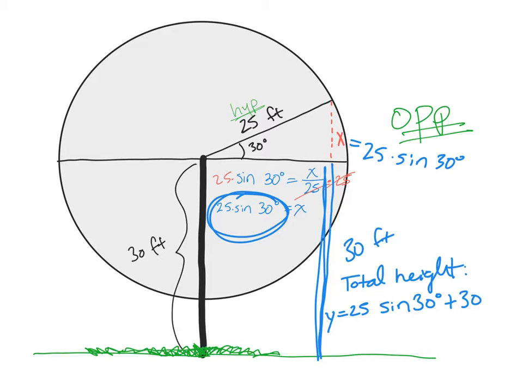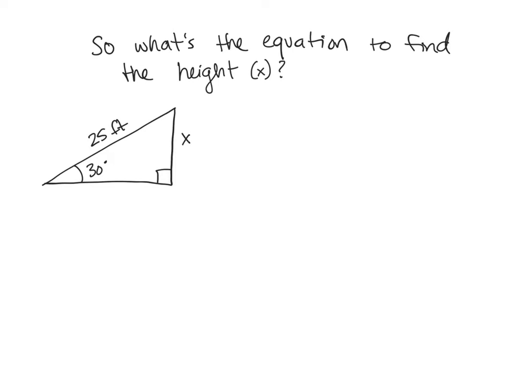Okay, so let's go look at some more of this equation business for the next couple of questions. Here we go. We said on the last slide that our total height is going to be y equals 25 times the sine of 30 degrees plus 30 for our height.